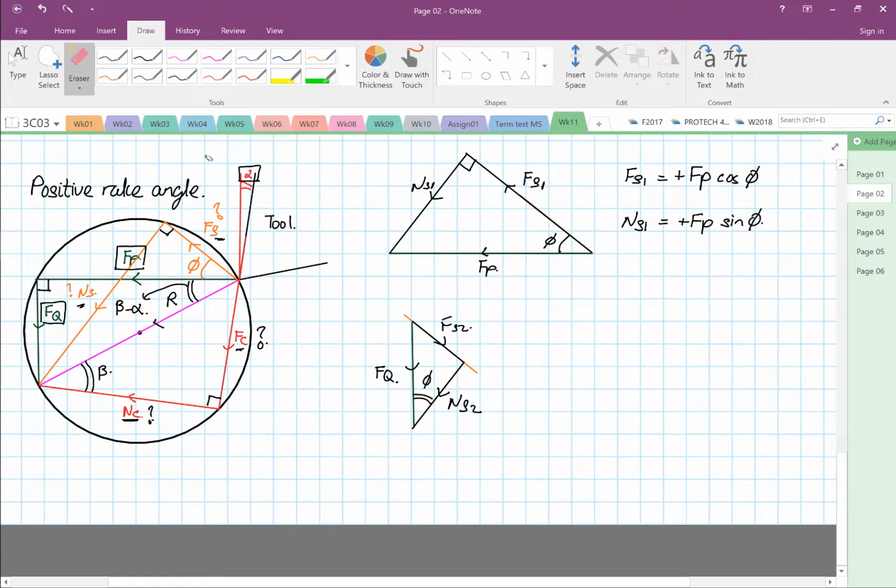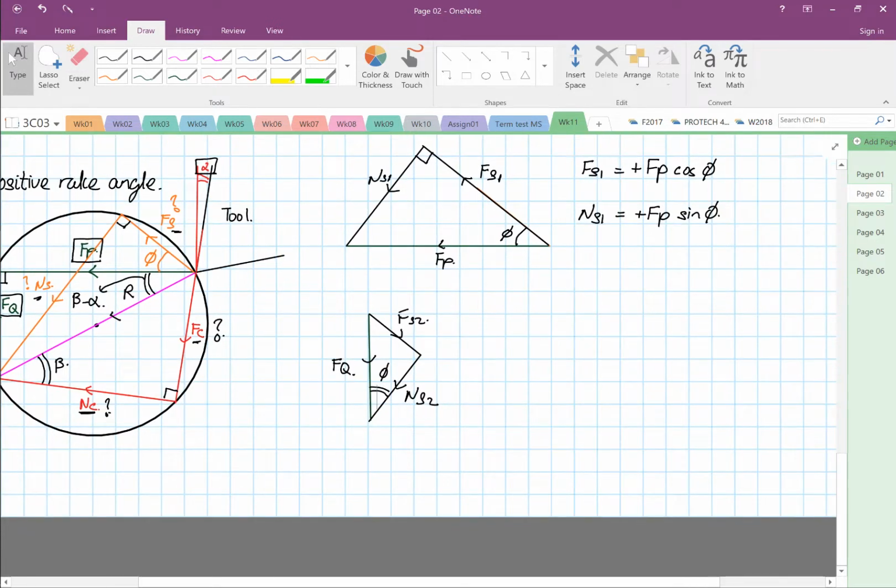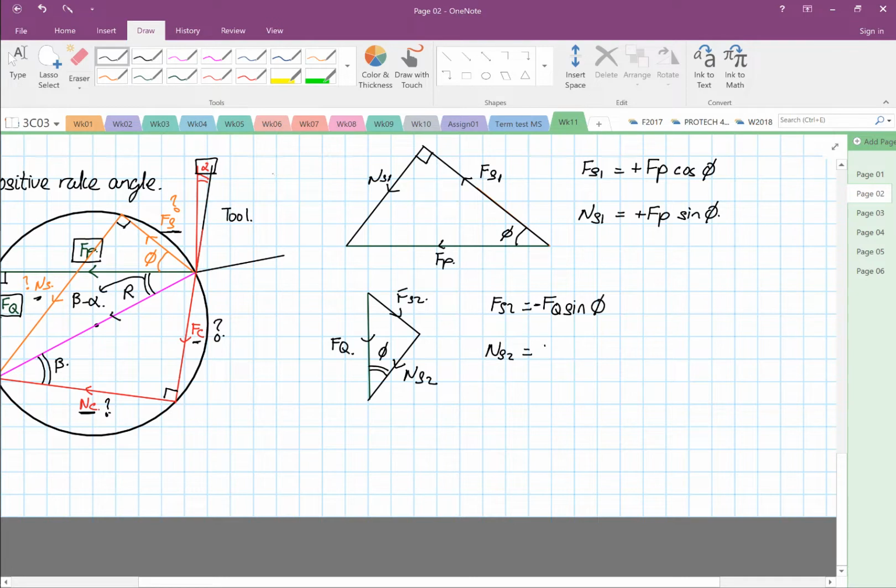So from here we can find out what our Fs2 and Ns2 are. From here we know that Fs2 is equal to Fq sine the shear angle, and this one will be minus because it's in the opposite direction of Fs. Then Ns2 will be equal to positive Fq cos the shear angle, because the direction is the same as Ns.